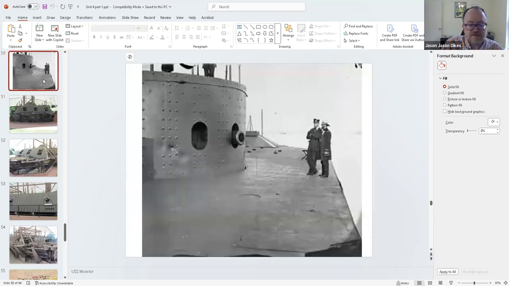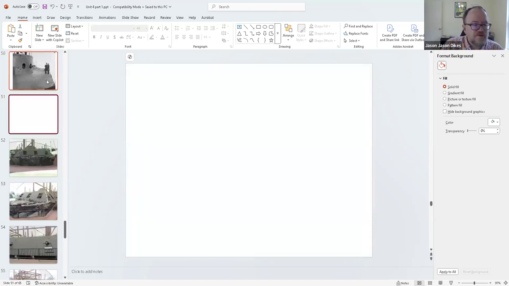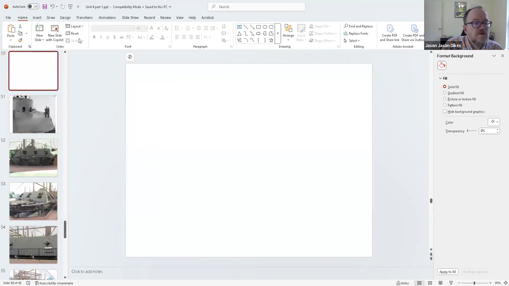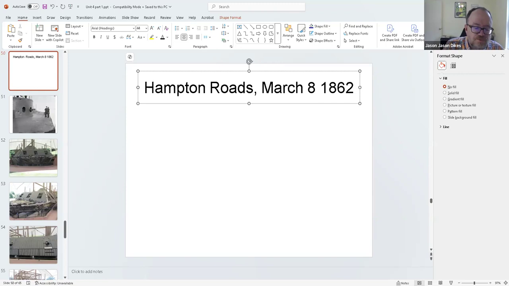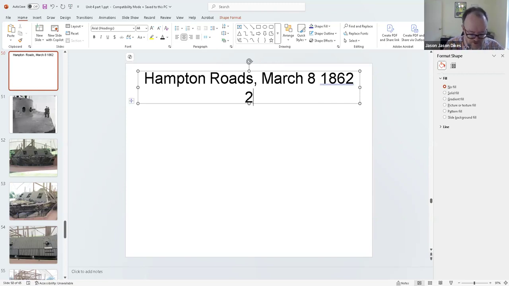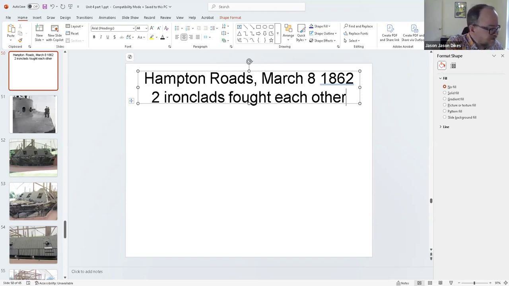The most significant event in terms of naval warfare happened at Hampton Roads on March 8th, 1862. And what happened there is two ironclads fought each other. For the first time in history, two iron ships fought each other.